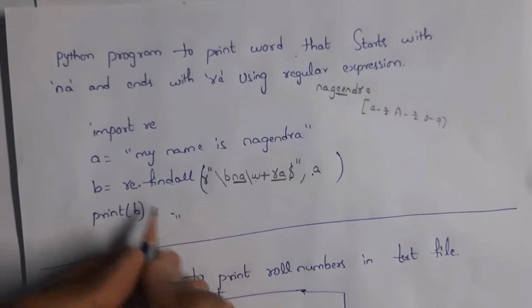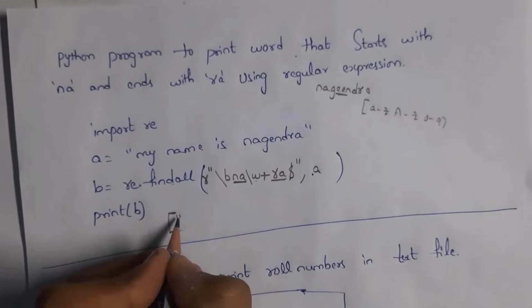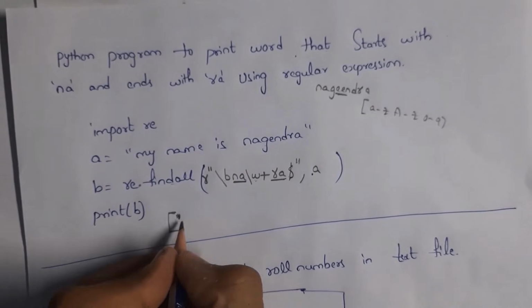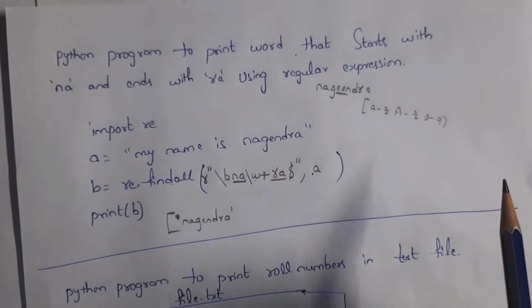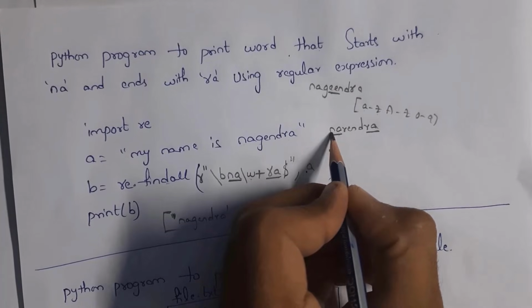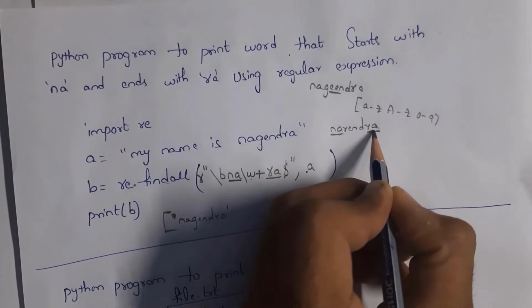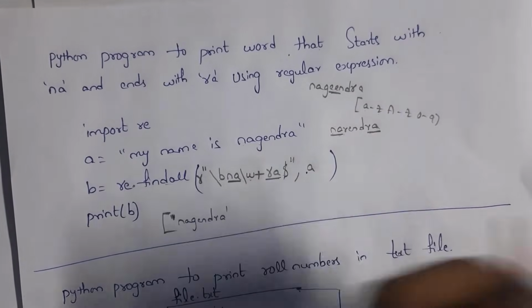I have written findall, so it will represent output in the form of a list, and it will show Nagendra in single quotations. For example, if I take here my name is Nagendra, comma, my friend is Narendra, then for Narendra the starting two characters are NA and the last two characters are RA. So it will print Narendra too.